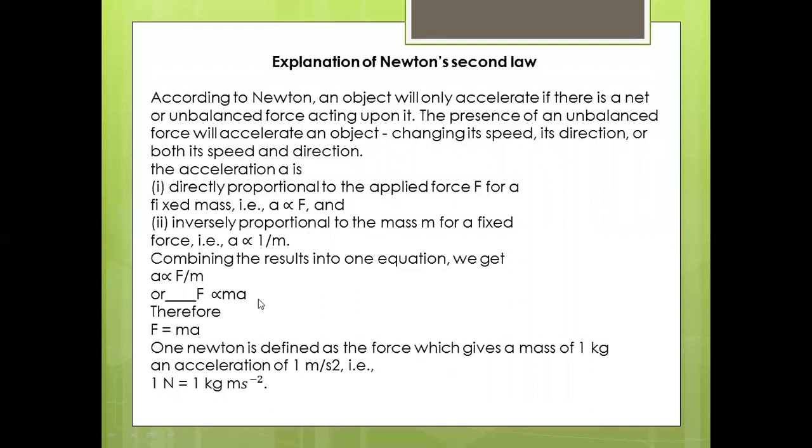Combining these two relations, the final relation is F is equivalent to ma. F is the force, m is the mass, a is the acceleration. The SI unit used for the measurement of force is Newton. 1 Newton is equivalent to 1 kg meter per second square. As you know, the SI unit of mass is kg, and the SI unit of acceleration is meter per second square. So replacing mass by 1 kg and acceleration by 1 meter per second square, 1 Newton will be equivalent to 1 kg meter per second square.